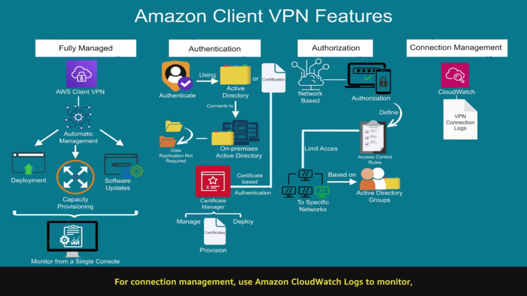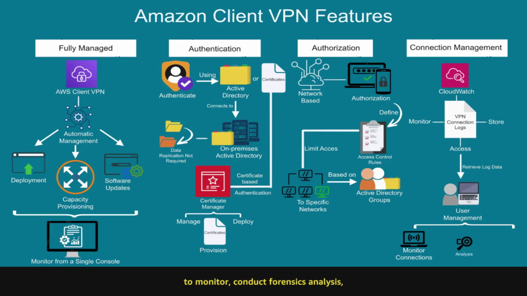For connection management, use Amazon CloudWatch logs to monitor, store, and access your log files from AWS Client VPN connection logs. You can then retrieve the associated log data from CloudWatch logs to monitor, conduct forensics analysis, and terminate specific connections.